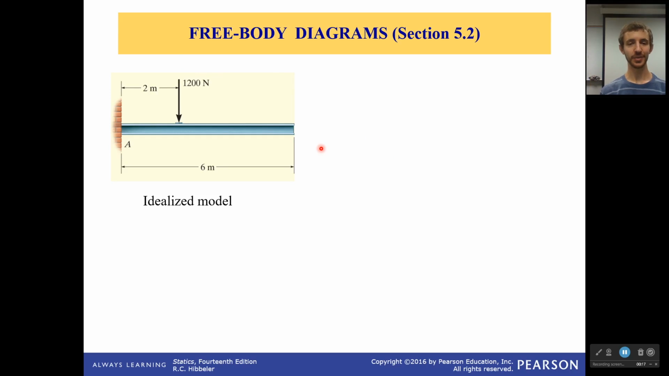So let's look at an idealized model. We have a pole and it's just sticking out of a wall. We have a 1200 Newton force applying on it. Now I know this might seem weird. You're like, why a random pole? But we're mostly caring about these support reactions.